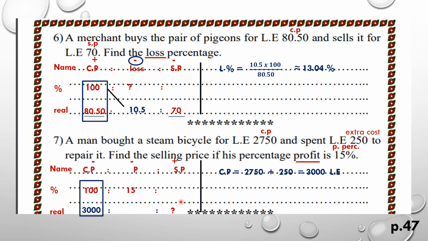We are going to find this number using the sign which we have up and the two numbers which we have in the same row. Here we have plus, we are going to add 100 plus 15, the result will be 115. Now we can find the selling price. Selling price equals 115 times 3,000 over 100, or 3,000 times 115 over 100, which equals 3,450 LE.